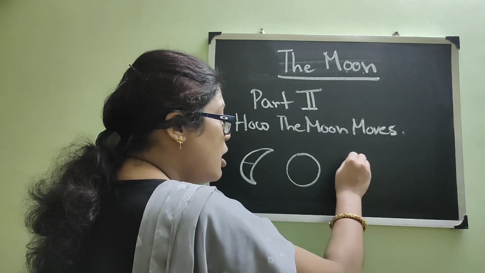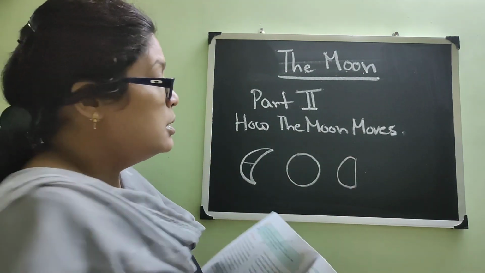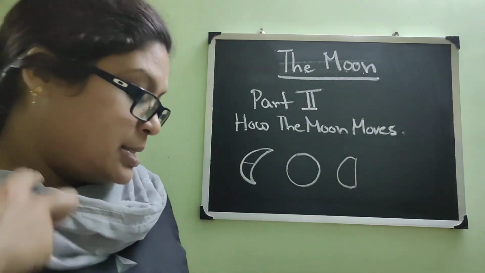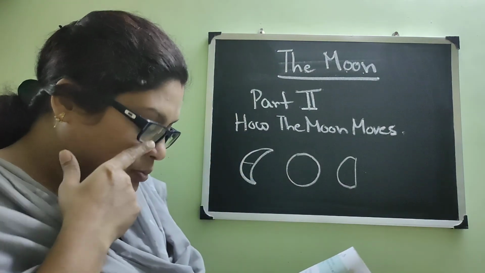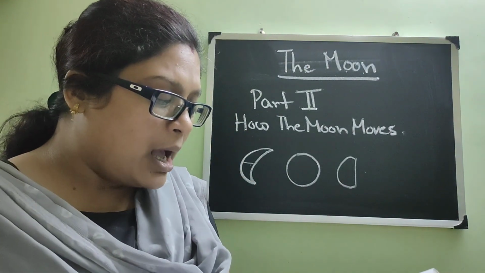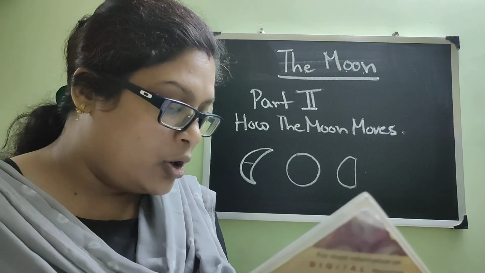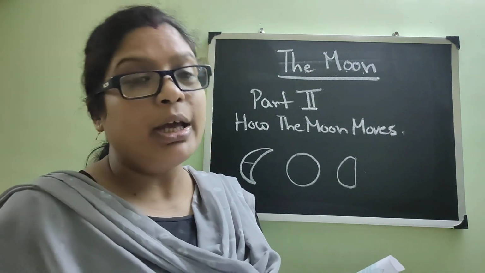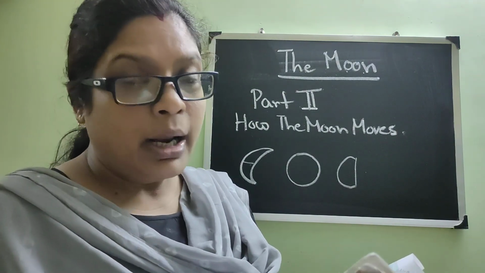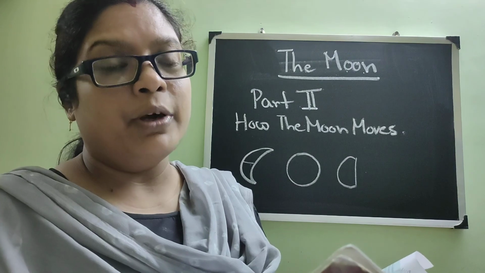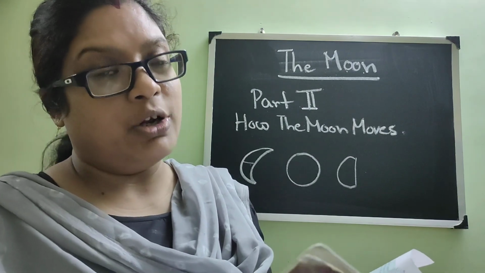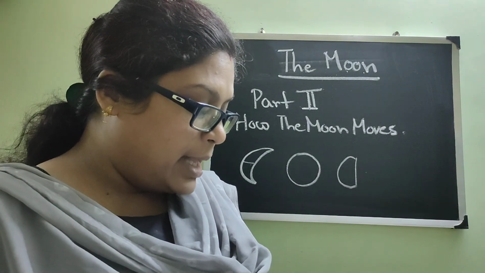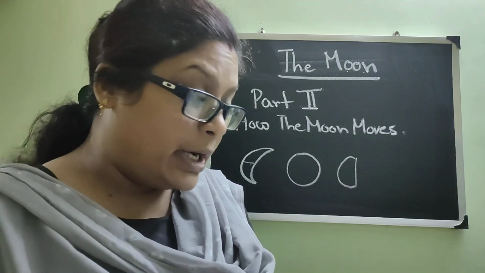When we see the half moon, what happens? It means that only half of the moon is reflecting the sun. When the side of the moon facing us gets no sunlight at all, we cannot see the moon. We call it the new moon. So the day when we cannot see the moon at all, that means none of the part is reflecting the light of the sun, and thus we are unable to see the moon on that day. That is called the new moon, or day 1.